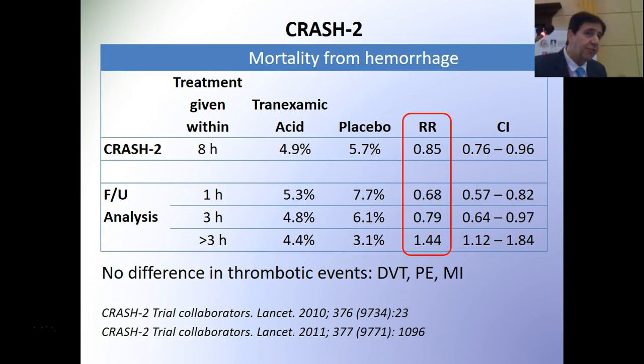But then they did a follow-up from that study. They took the same patients. They calculated the mortality from hemorrhage in the patients that received the tranexamic acid within the first hour, then within 3 hours, and then more than 3 hours. And this is where they found major and significant differences. So tranexamic acid works, but it works if it is given earlier rather than later.